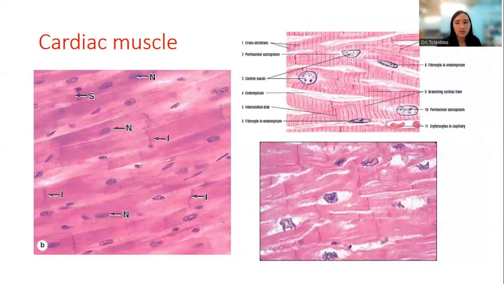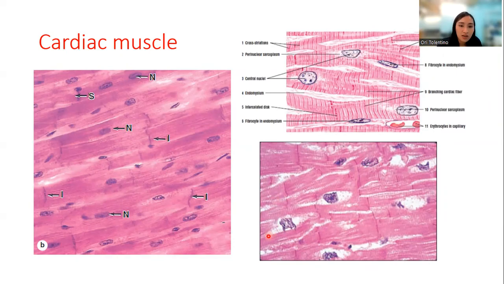This is a tissue section of your heart. You can see they also have cylindrical fibers, but they are shorter. This is one muscle fiber, one muscle fiber. They look like they are branching, right here. So they are shorter and branching, while the skeletal muscle is longer and non-branching.